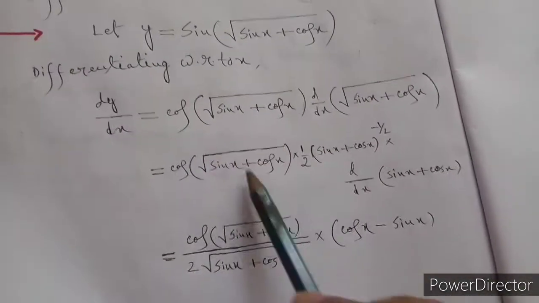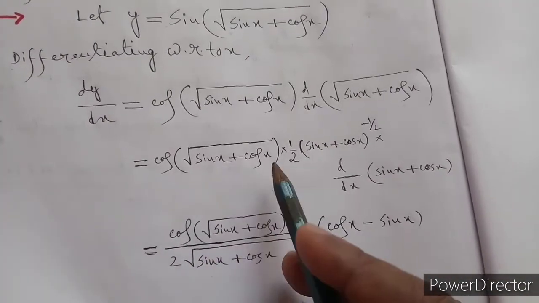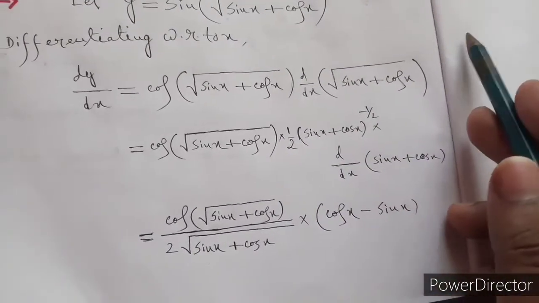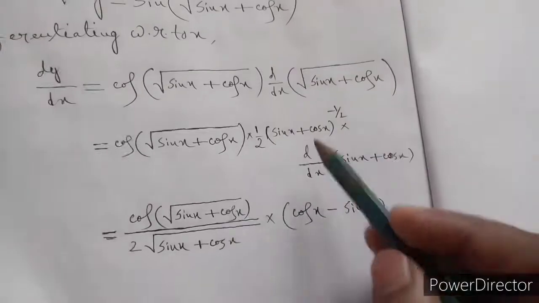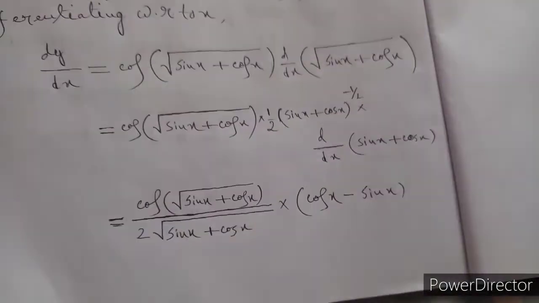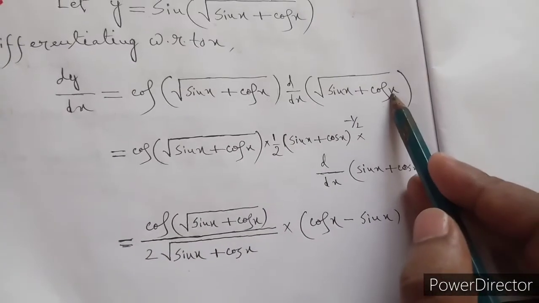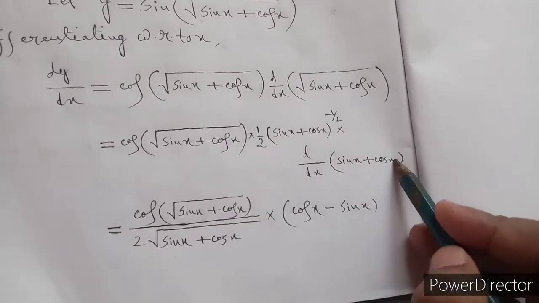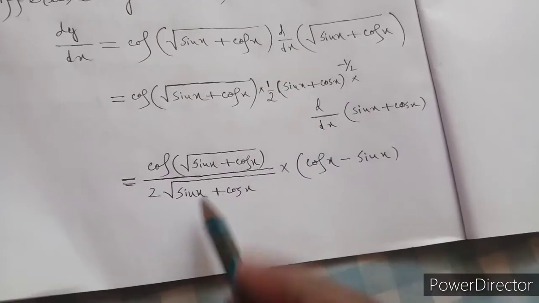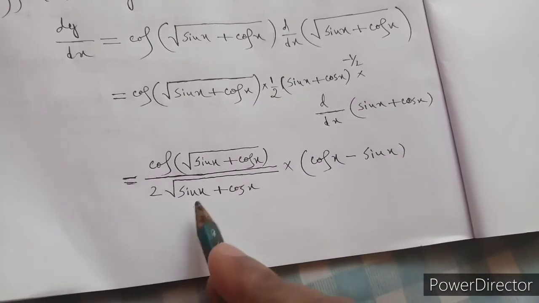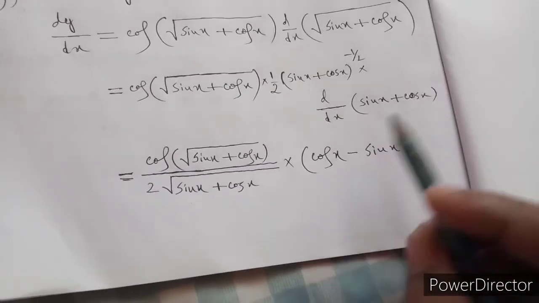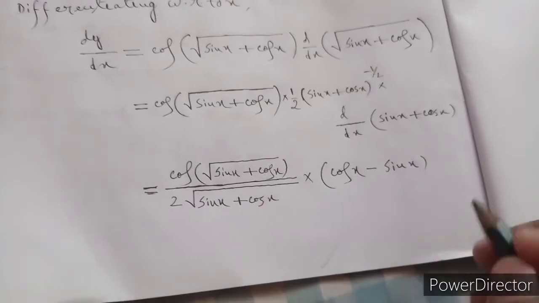Now the derivative of root under this one, that means root under sine x plus cos x. So now cos root under sine x plus cos x, and consider this one as a single x, so x to the power half obviously. So d/dx of x to the power half means half this one to the power half minus 1, that means minus half. And now again the derivative of sine x plus cos x. So this should be cos root under sine x plus cos x obviously, and this should be 1 by 2 into root under sine x plus cos x. And now the derivative of sine x plus cos x: sine x derivative is cos x, and cos x derivative is minus sine x. So it is your answer.